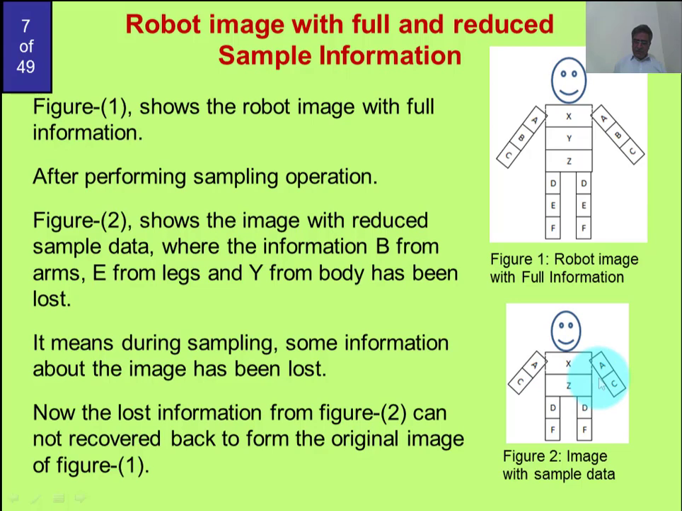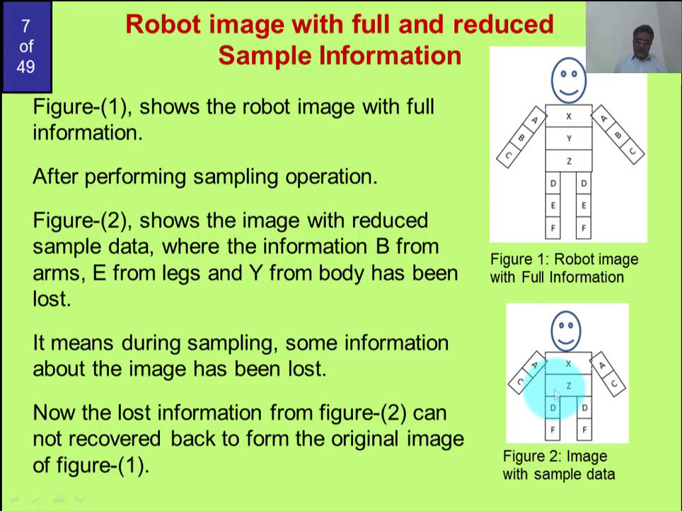So when you get a sample image from the original image, you may lose some information which may not be recovered. It means during sampling, some information about the image has been lost. The lost information from figure 2 cannot be recovered back to form the original image of figure 1. We cannot recover the lost information and we cannot reproduce the original image from this reduced image.